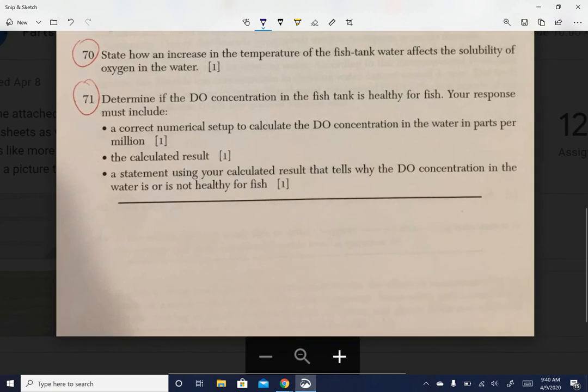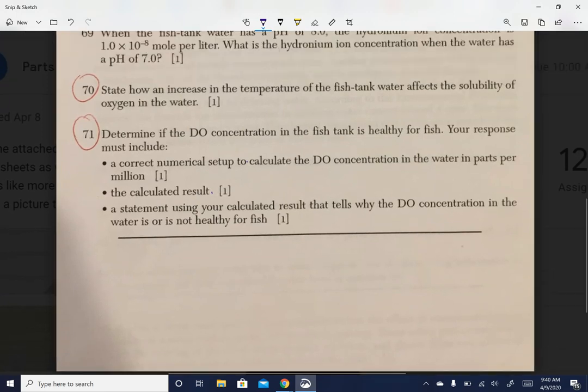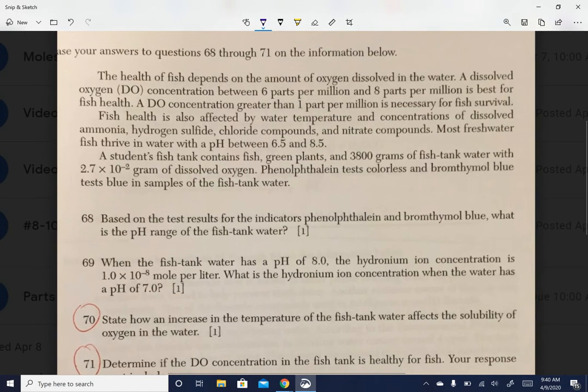71. Determine if the DO concentration, dissolved oxygen, is healthy for fish. The response must include correct numerical setup in parts per million, calculated result. So work, answer, and then tell me if it's safe. All right, here we go. So we go up here. It says a student's fish tank contains fish, green plants, and 3,800 grams of fish tank water. So this is a big deal. We need that number. 3,800 grams of fish tank water with 2.7 times 10 to the negative 2 dissolved oxygen. That is also a big deal. We need that number, right?